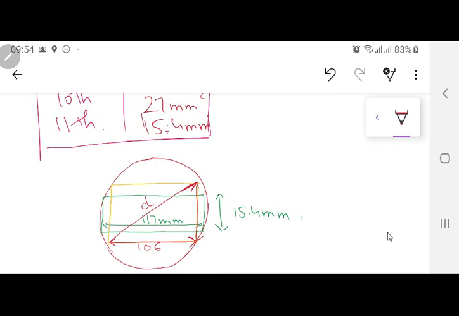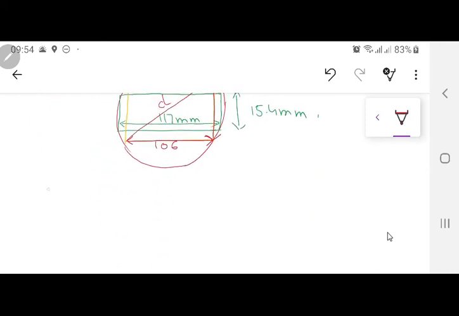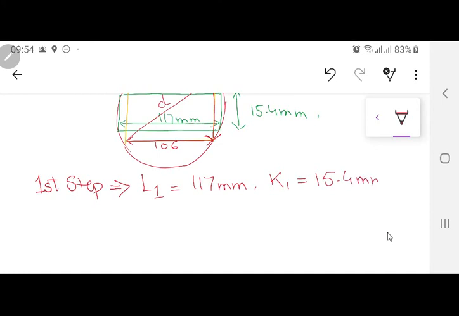It has to be done in some tabular form. So first thing first, I have the first step. Now for the first step over here, the length of that first step is already known, that is 117 mm. ठीक है जी? And the width over here, I am using the symbol K as per the book. K1 is already known, this is equal to 15.4 mm over there. ठीक है? I already know this value.